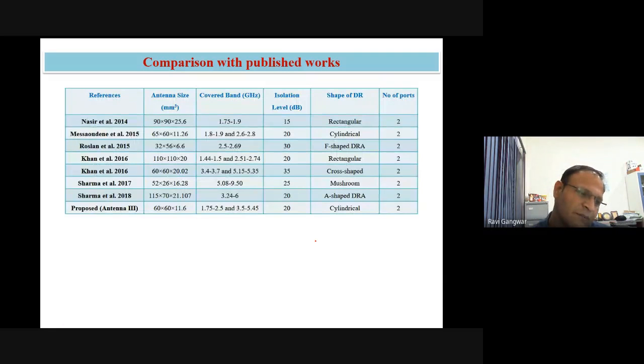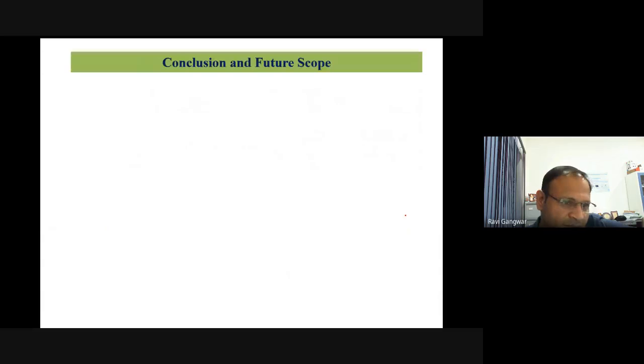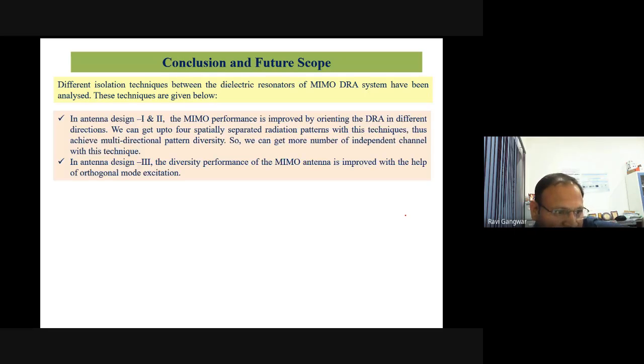And that is a basic comparison with respect to the other antennas. You can see that we are able to get good values and a small structure with respect to the other antennas. So here I can say that I have discussed three different structures. The first two designs improve the MIMO performance by orienting the DRA in different directions, and due to that, we get four spatially separated radiation patterns and achieve multi-direction pattern diversity.